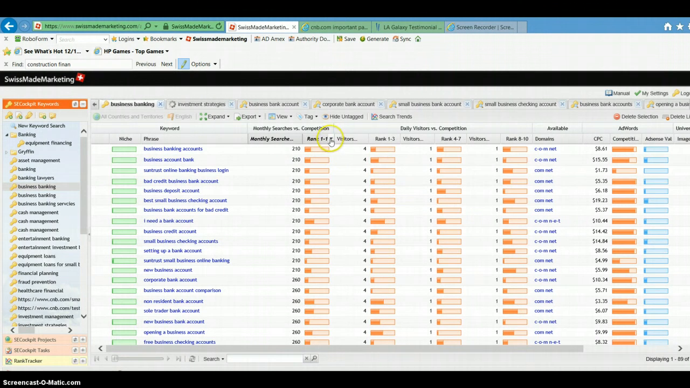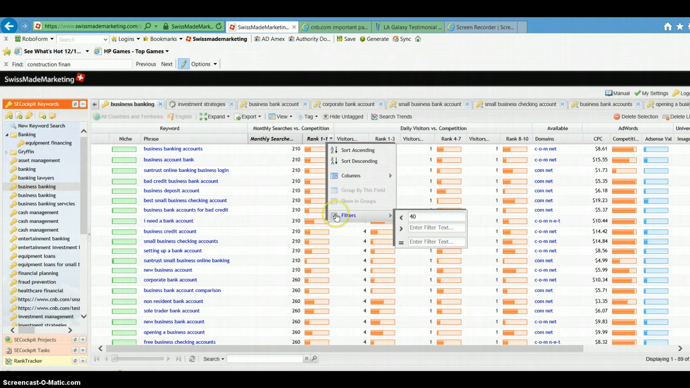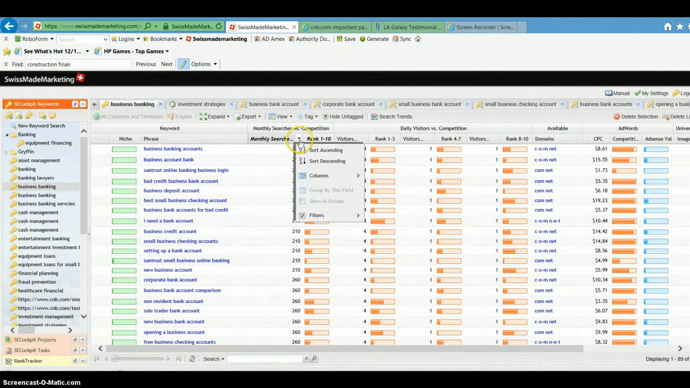I've filtered it. So here's what you do to make filters. I filter it by, I go less than 40. So this basically keeps all of the results that are not very competitive. And then I filter it over here also by keywords that have more than 200 queries a month. And these are the results I get. So then I sort by monthly searches.